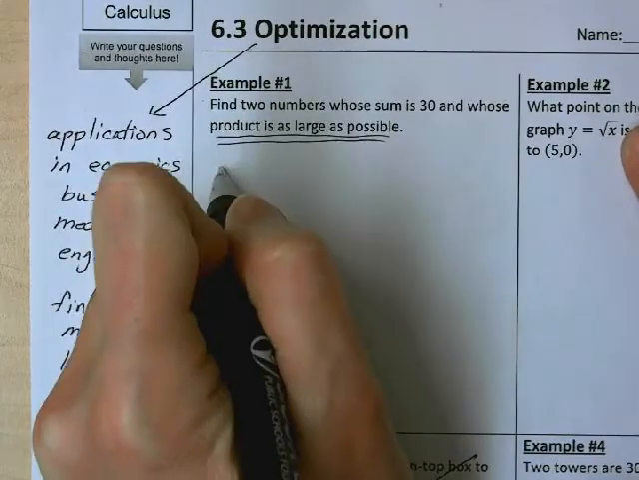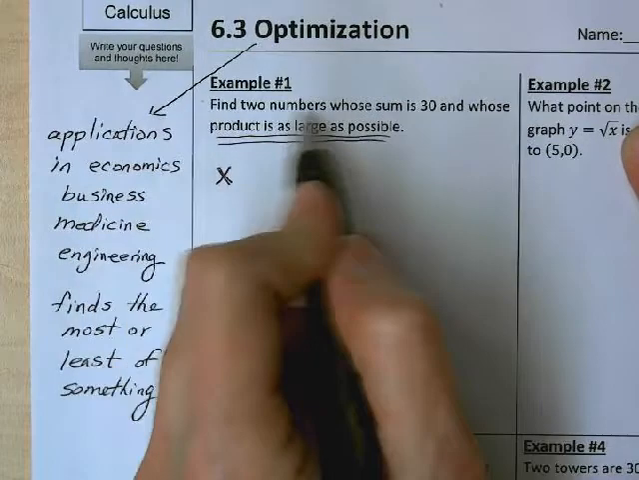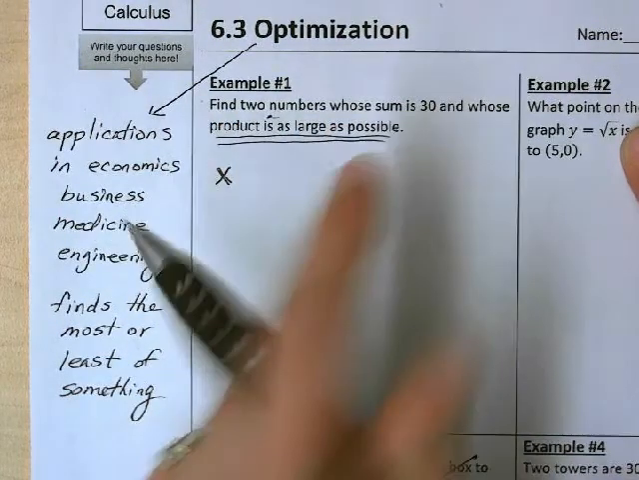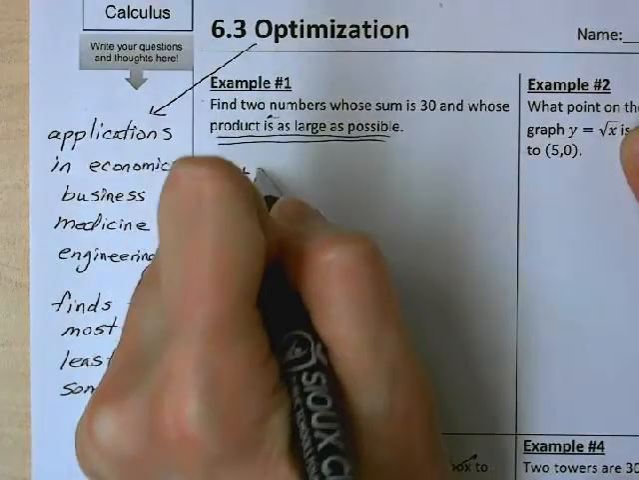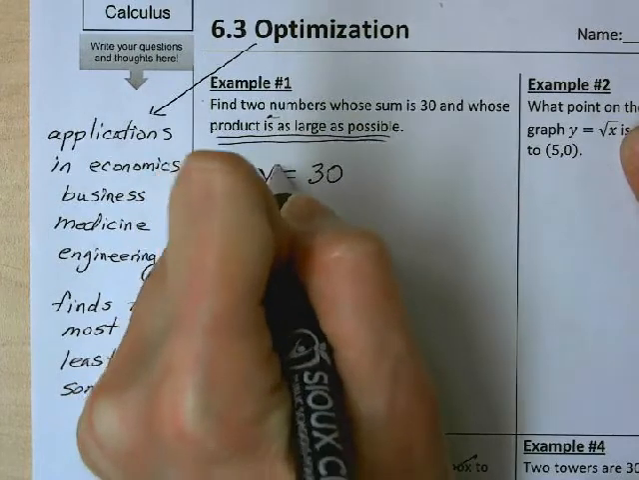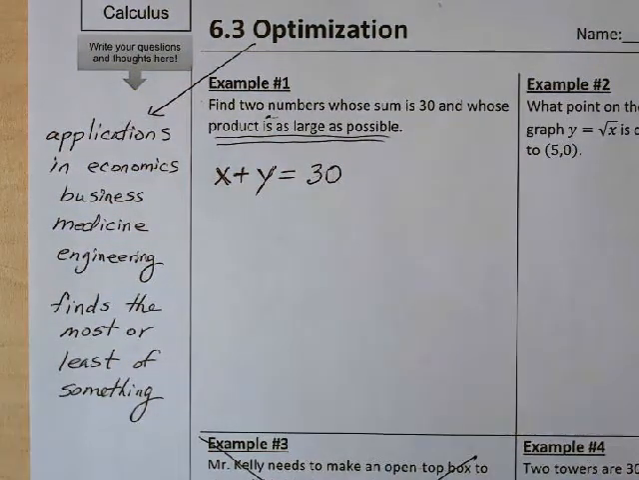So is it okay if we say our 2 numbers are x and y? The first sentence says the 2 numbers' sum is 30. So is it easy to think about just x plus y equals 30? Does that make sense? It's easy to make an equation out of that first sentence: find 2 numbers whose sum is 30. Okay, so we got that.